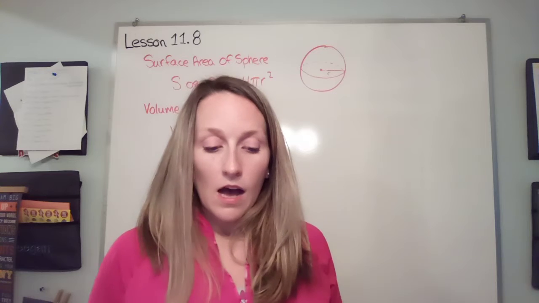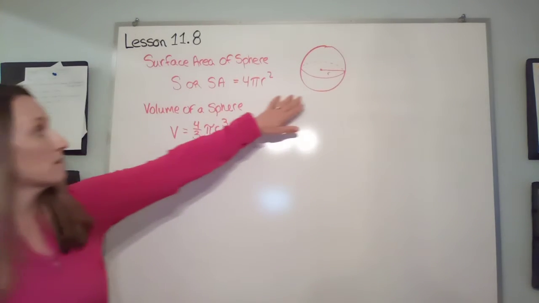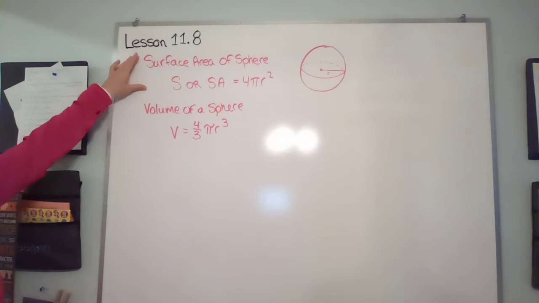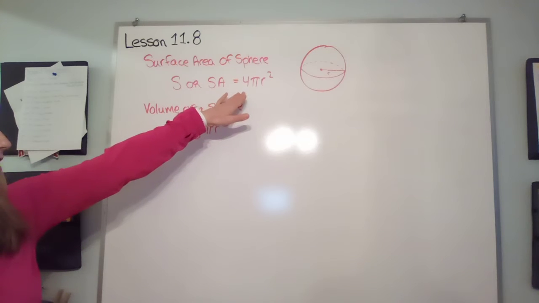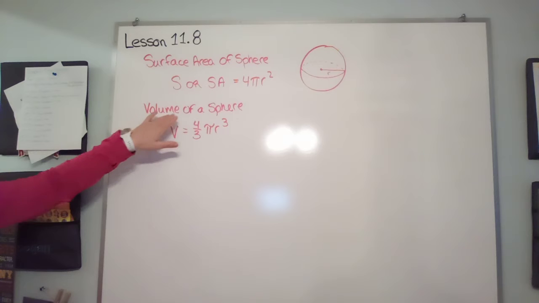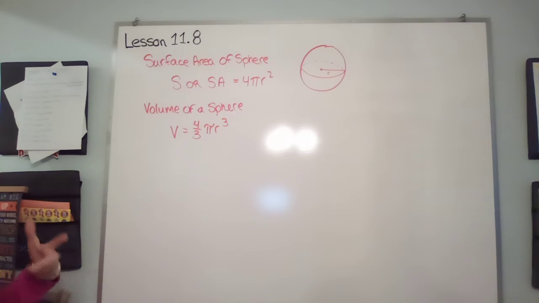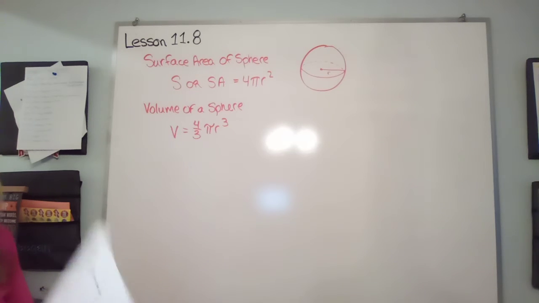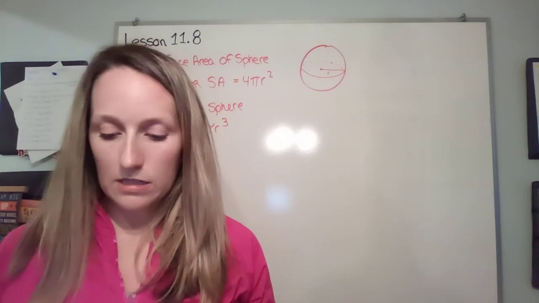All right. So the last lesson, we're going to be talking about spheres. And we're going to talk about the surface area, which we use S or SA for, and the formula is 4 pi r squared. And the volume, which is 4/3 pi r cubed. For both these formulas, we need to know the radius. There's a lot of examples, and I'm just going to pick a few to go through because it's really just plug and chug, and I know you guys can handle it.